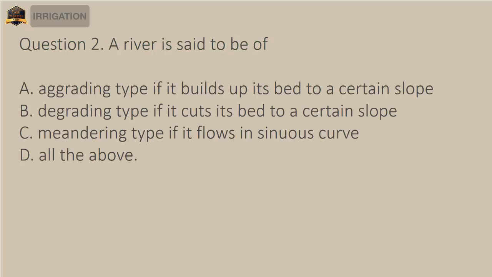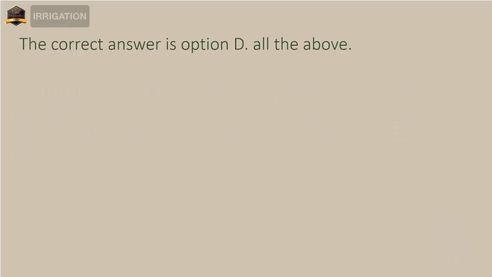Question 2. A river is said to be of A. Aggrading type if it builds up its bed to a certain slope. B. Degrading type if it cuts its bed to a certain slope. C. Meandering type if it flows in sinuous curve. D. All the above. The correct answer is option D, all the above.